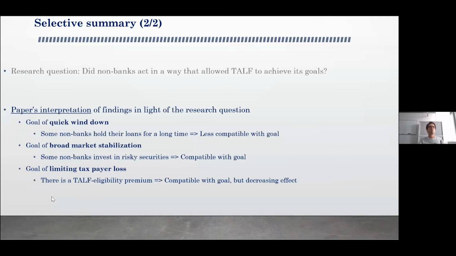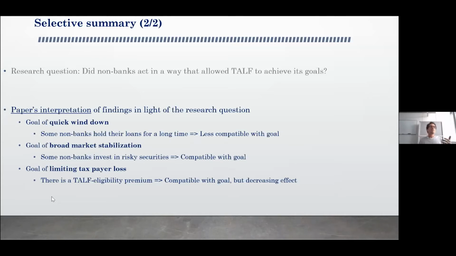And the third goal was to limit taxpayer losses. And it turns out that the Fed implemented a system whereby they could reject some requests for a loan, and this worked. It created a TALF eligibility premium, and therefore these non-banks acted in a way that is compatible with the goal, with some decreasing effect over time.